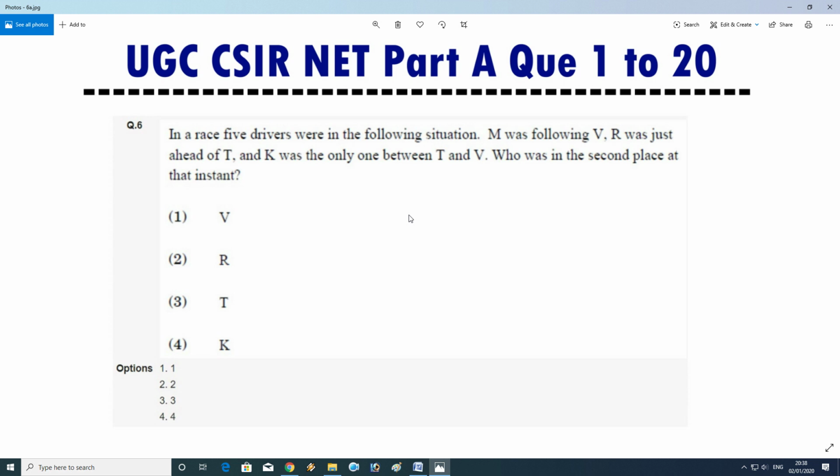Question number 5: in a race, 5 drivers were in the following situation. M was following V, R was just ahead of T, and K was the only one between T and V. Who was in second place at that instant? So answer is third, T.